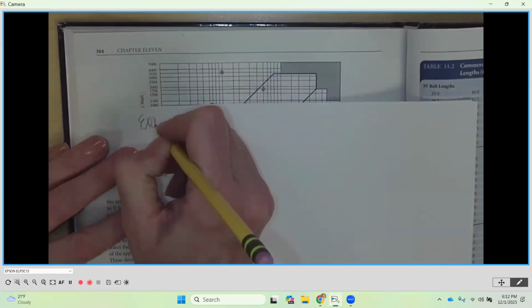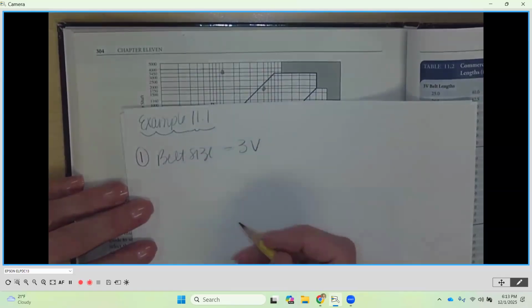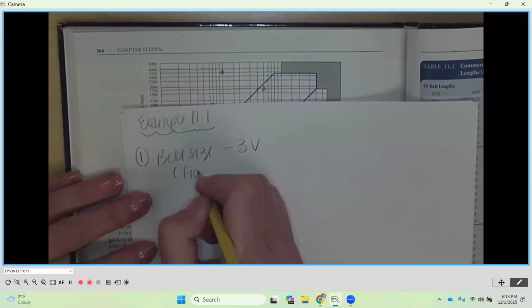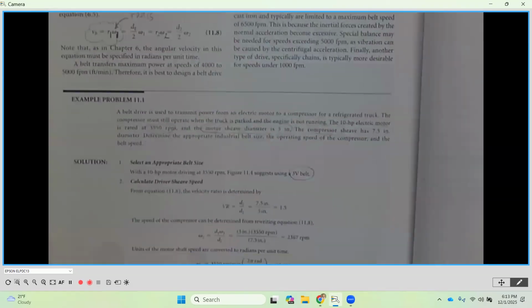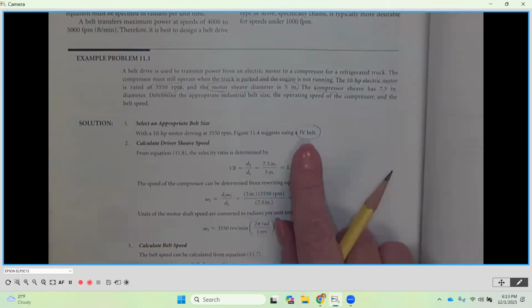So let's start. This is example 11.1. And number 1, belt size equals 3V, and you can say figure 11.4. So you just read it off of that chart. Now, if we look back, they also specified a 3V belt based on that figure.